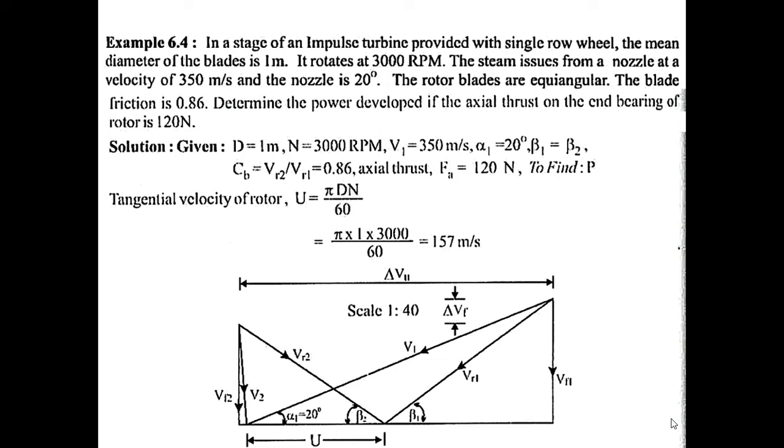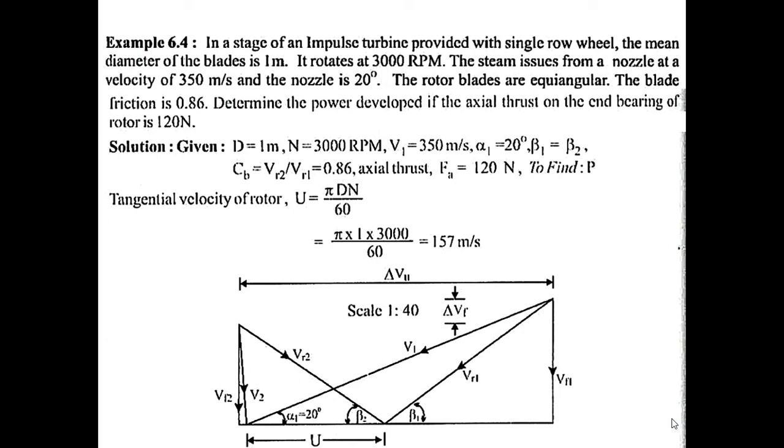Yes. What is the first step? Drawing, yes, very good. U is given. I'll draw one horizontal line. On that horizontal line, I'll mark U 157 meter per second. Over. Next step. V1 at 20 degrees, sir. Very good. V1 is given.